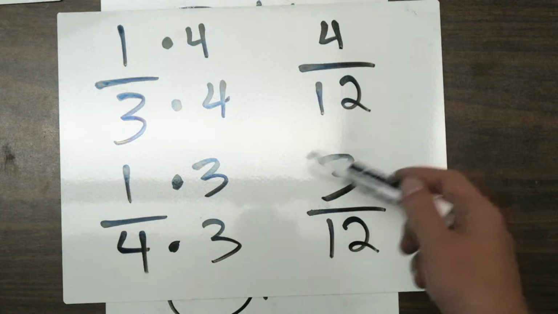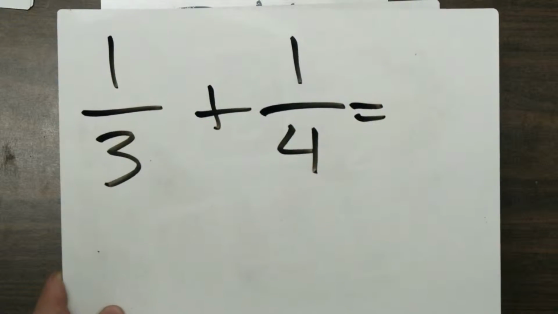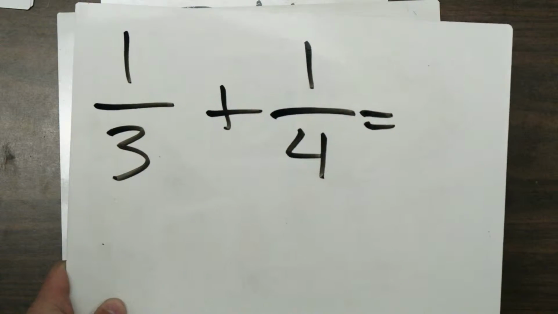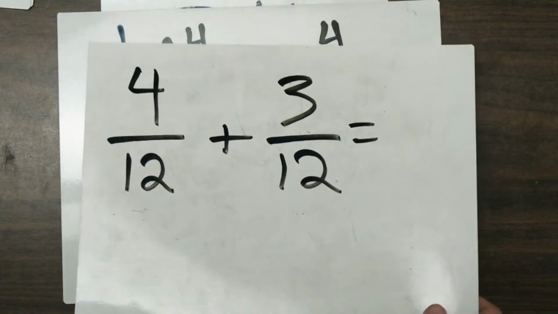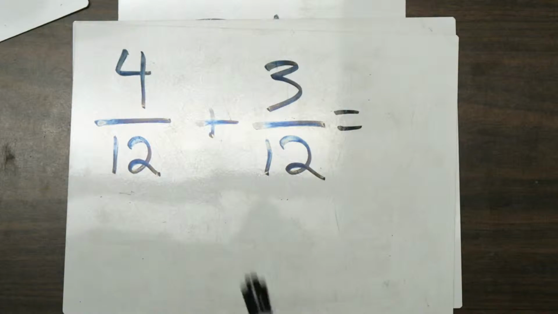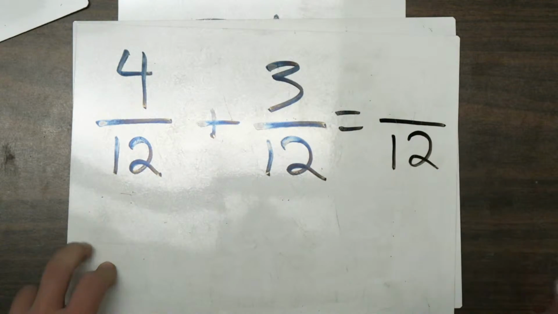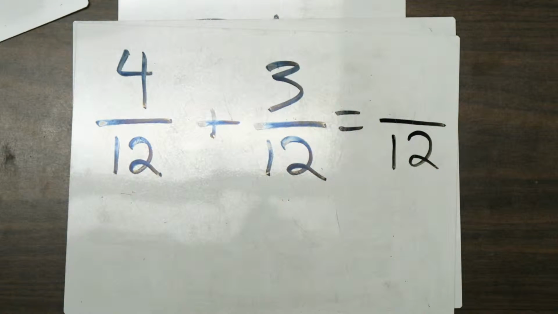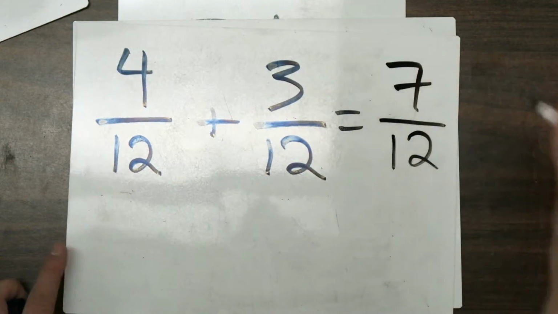Now I'm going to take these equivalent fractions and rewrite the original problem. The original problem was 1/3 plus 1/4. We changed 1/3 and 1/4 into 4/12 and 3/12. So we rewrite the problem as 4/12 plus 3/12. When I'm adding fractions that have the same denominator, all I have to do is add across the top and keep the denominator the same. So I already know that 12 is the denominator in my answer. Now I just add across the top, 4 plus 3, and I get 7.